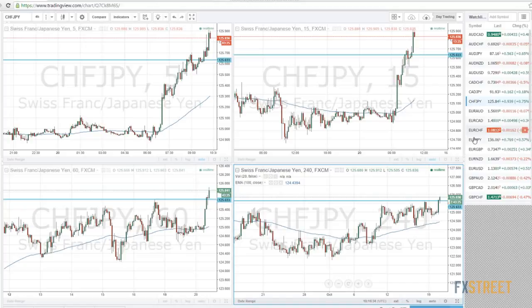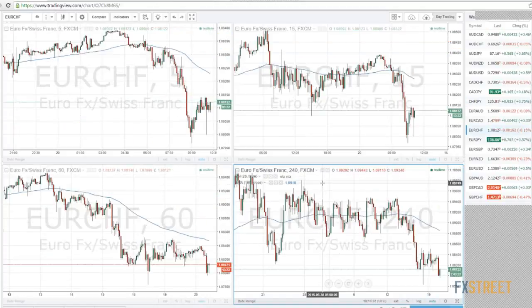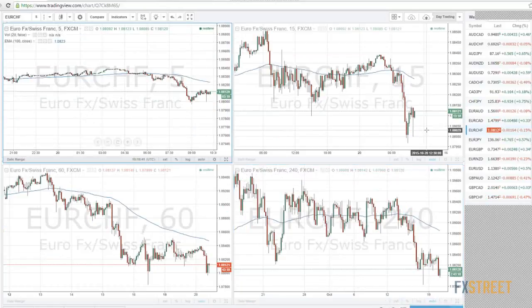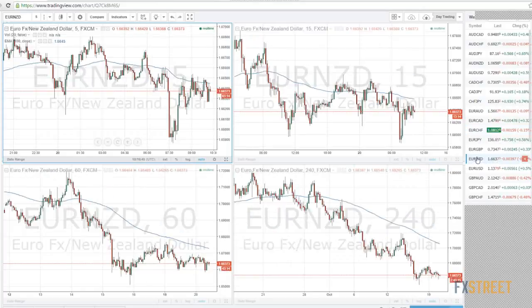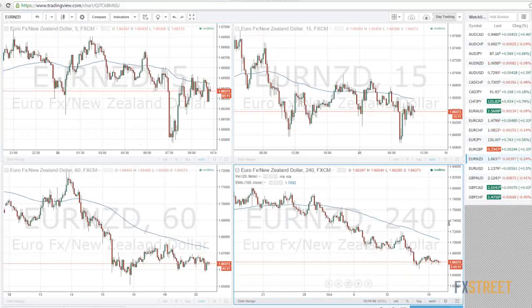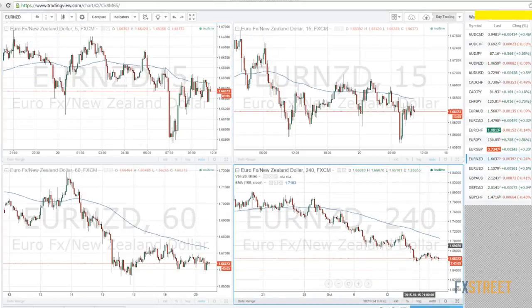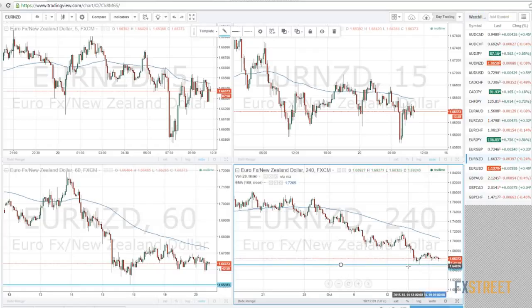Euro Swiss. The entry isn't as clear on this one here. Euro New Zealand. We could look to take a break below that low there, but I'd equally like to see it pull back a little bit and then. So it's a potential. Okay, Euro New Zealand.